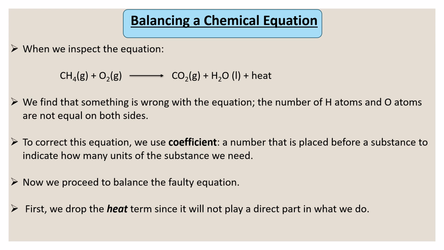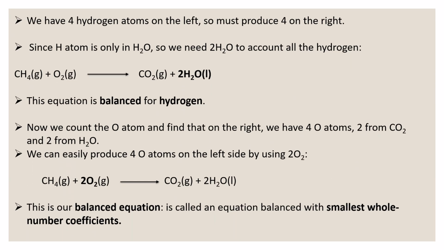Now we proceed to balance the faulty equation. First, we drop the heat term since it will not play a direct part in what we do. We have 4 hydrogen atoms on the left, so we must produce 4 on the right. Since hydrogen is only in H2O, we need 2 H2O to account for all the hydrogen. Now our equation will be CH4 gas plus O2 gas, arrow, CO2 gas plus 2H2O liquid. This equation is balanced for hydrogen.